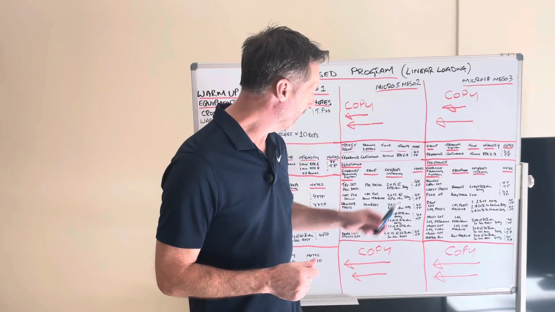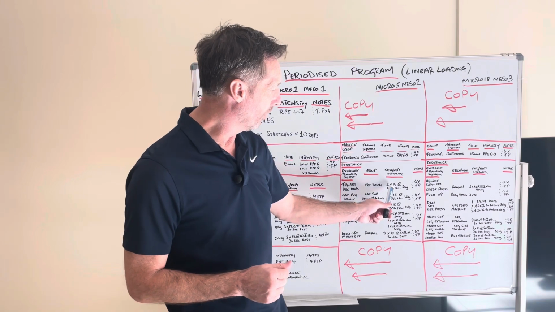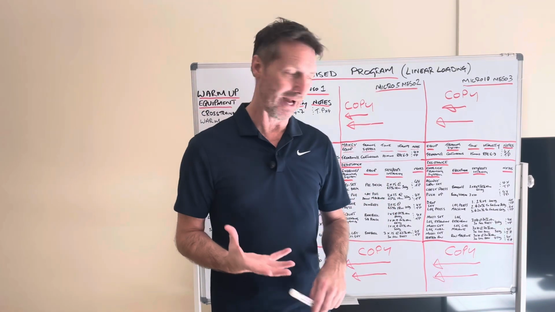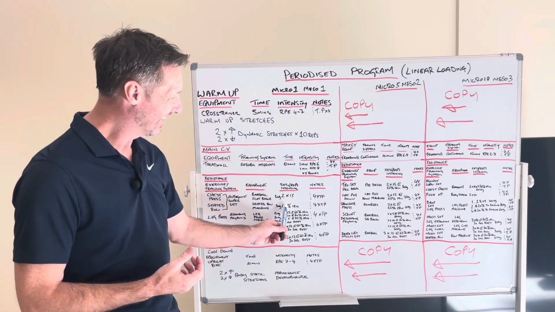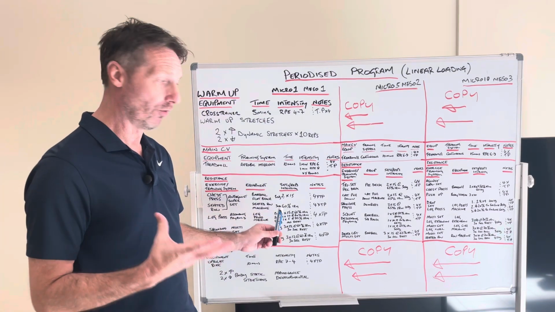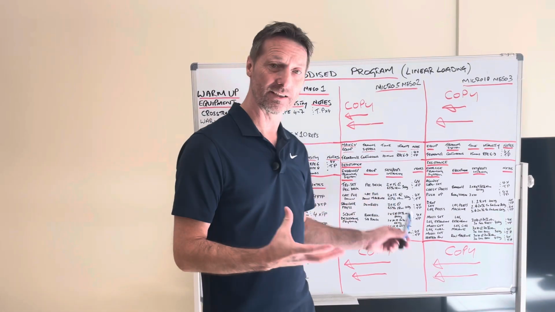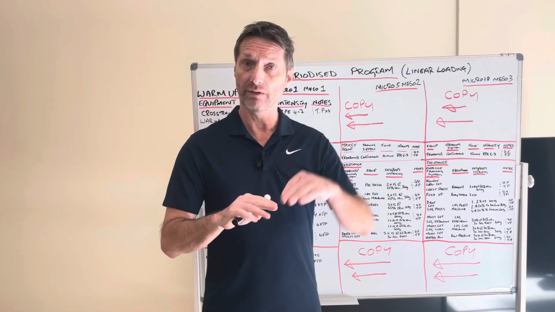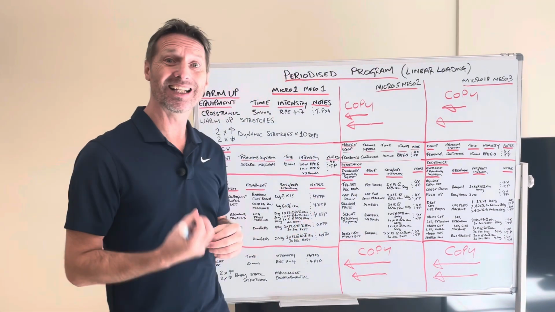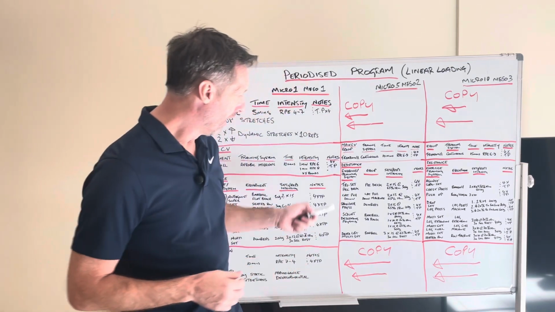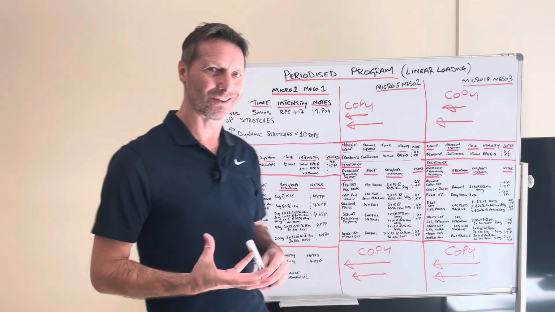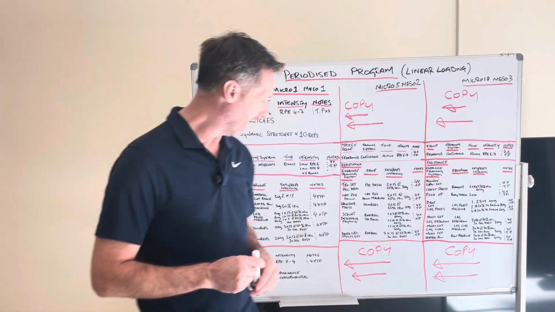Then the sets, the reps, the intensity. So it's going to be 2 times 15 repetitions at 65% 1 rep max. So I've gone from 60% of 1 rep max and I've increased it now to 65% of 1 rep max. So I've changed something to make the intensity greater. And then 4 teaching points for each of the 3 exercises within that tricep.